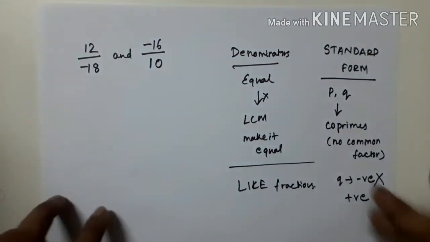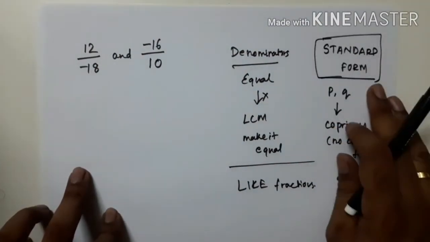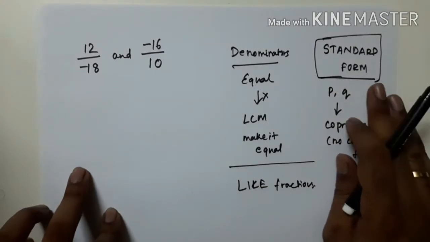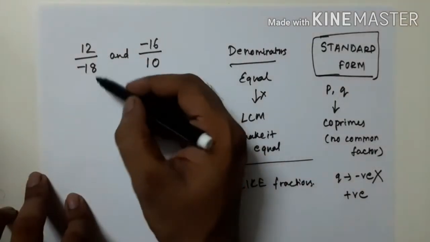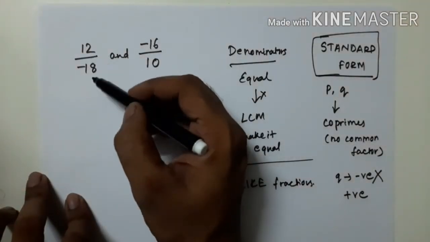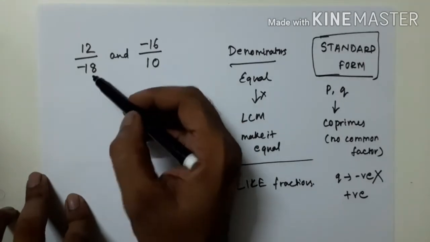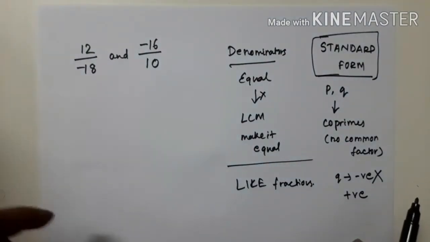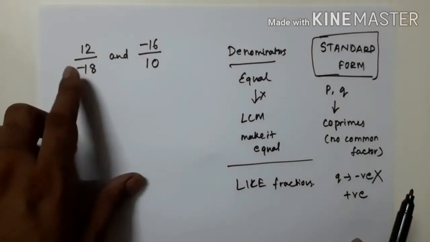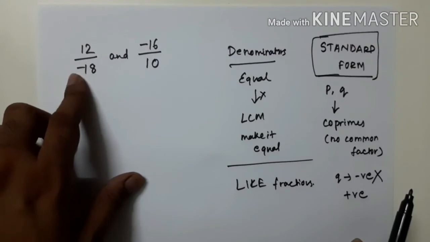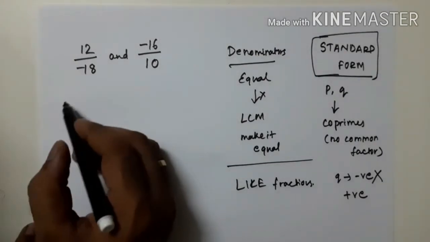So the first step you have to follow is standard form. Now we have to check whether they are in standard form or not. 12 and 18 are not in standard form because we can still cancel them. We can still divide 12 and 18 by 6, both are divisible by 6. And another thing is we have a negative denominator. So first we will convert this negative denominator into a positive denominator. So let's see how we do it.